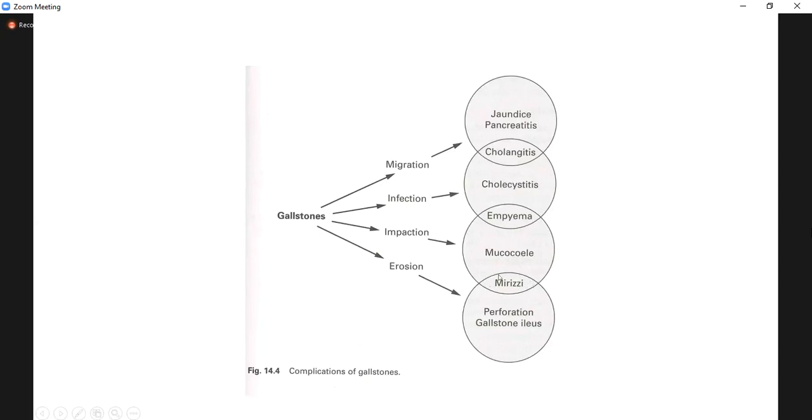If you're interested, you can read about Mirizzi syndrome. It's a little bit of advanced knowledge. And if the gallstones erode, they can perforate into an adjoining structure. Most of the time, what are the adjoining structures to the gallbladder? The transverse colon and small bowel. So you can get perforation resulting in gallstone ileus.